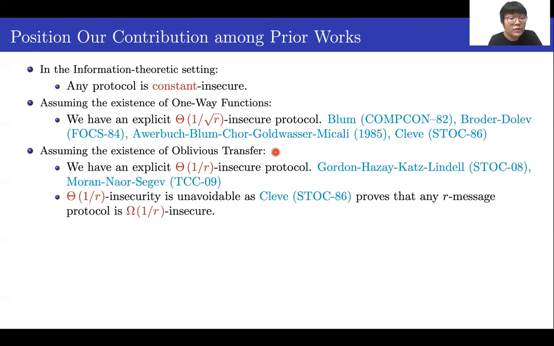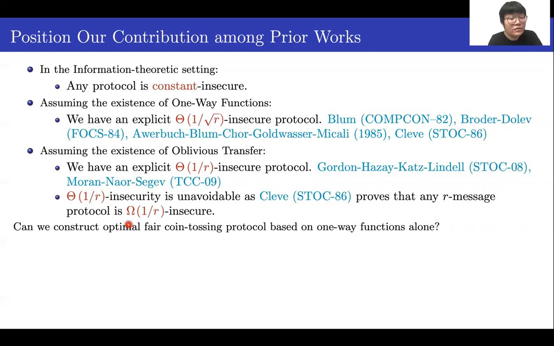If you are willing to assume a stronger assumption that oblivious transfer exists, we also have an explicit protocol that achieves 1 over R insecurity. So note that 1 over R is smaller than 1 over square root of R. And Cleve shows that 1 over R insecurity is unavoidable by showing that any R message protocol is at least 1 over R insecure. So given this result, it is very natural to ask that, can we construct fair coin tossing protocols based on one-way functions alone?